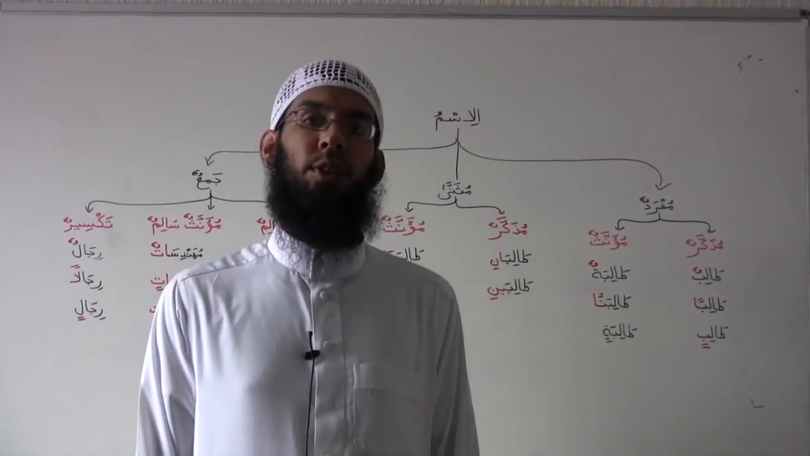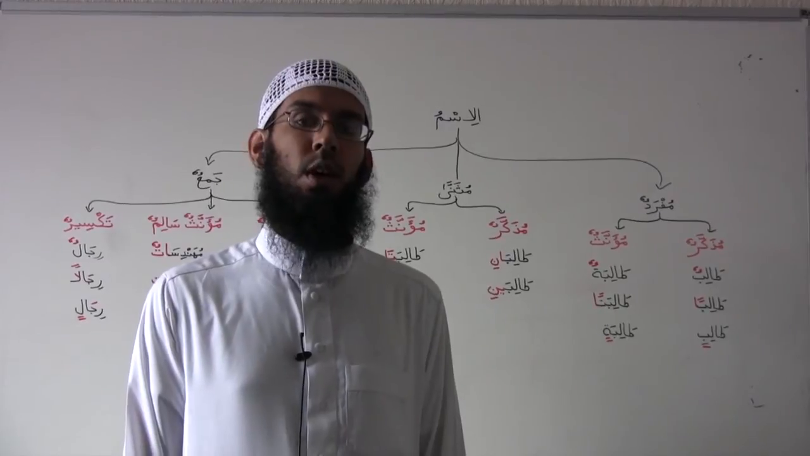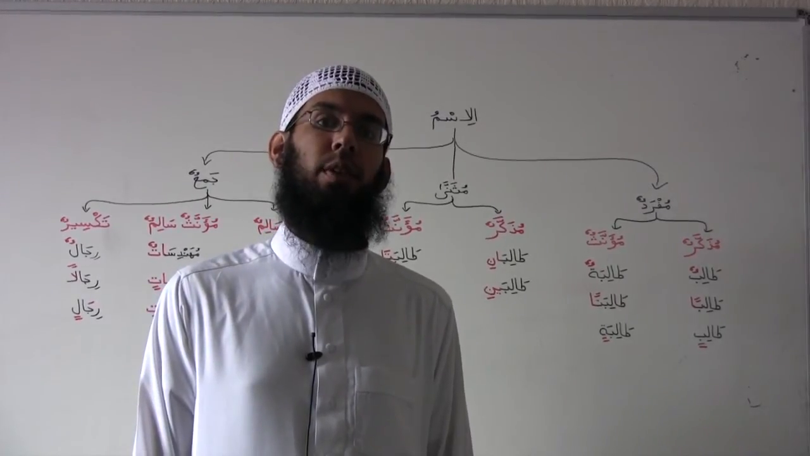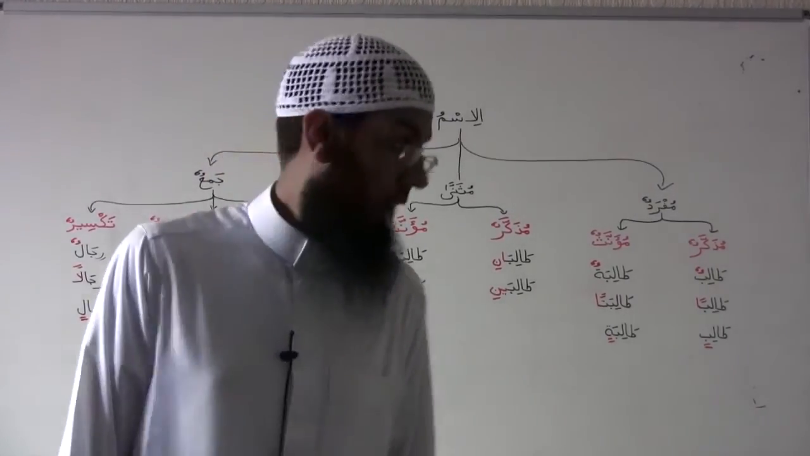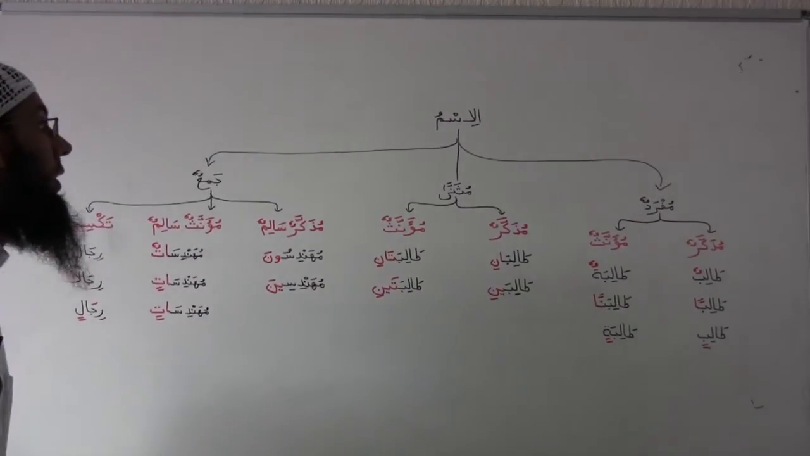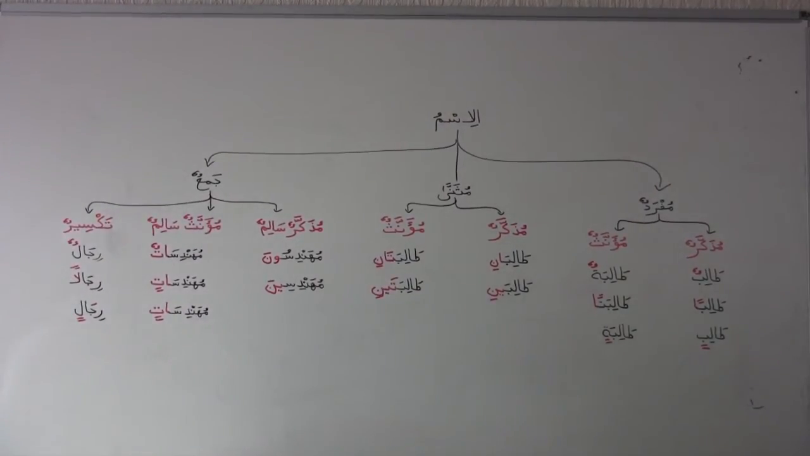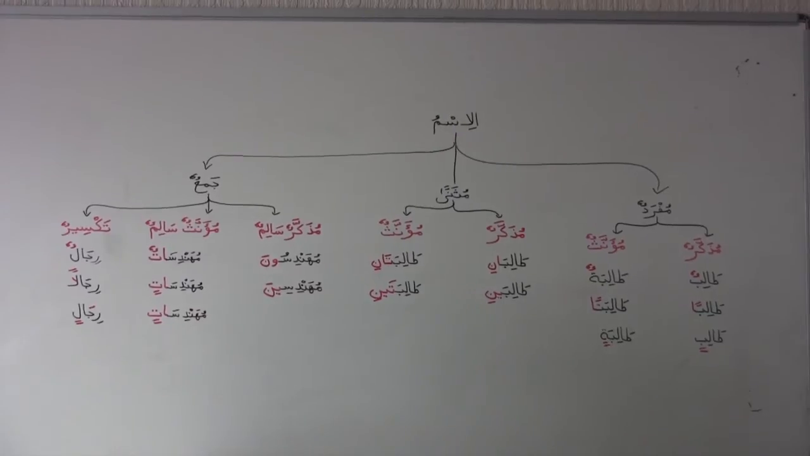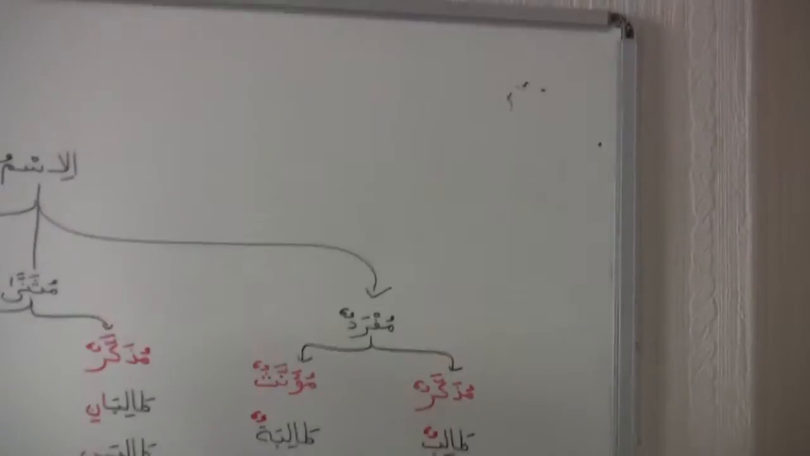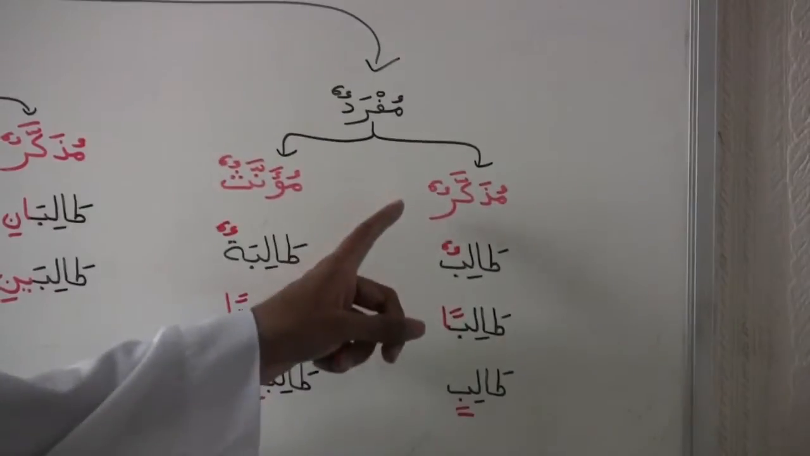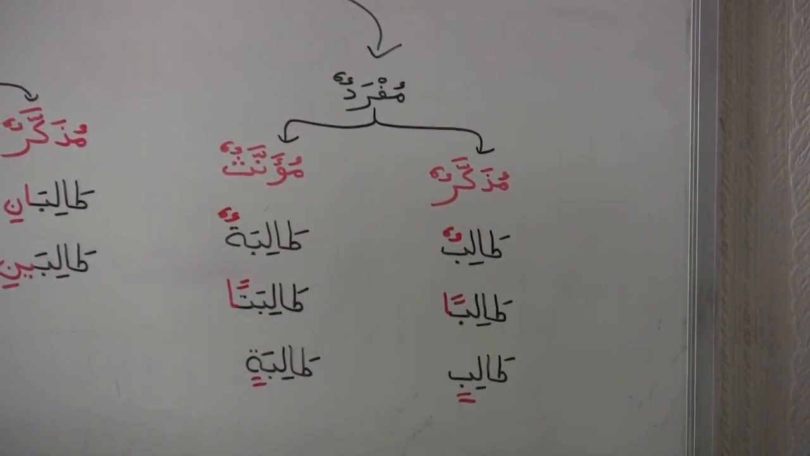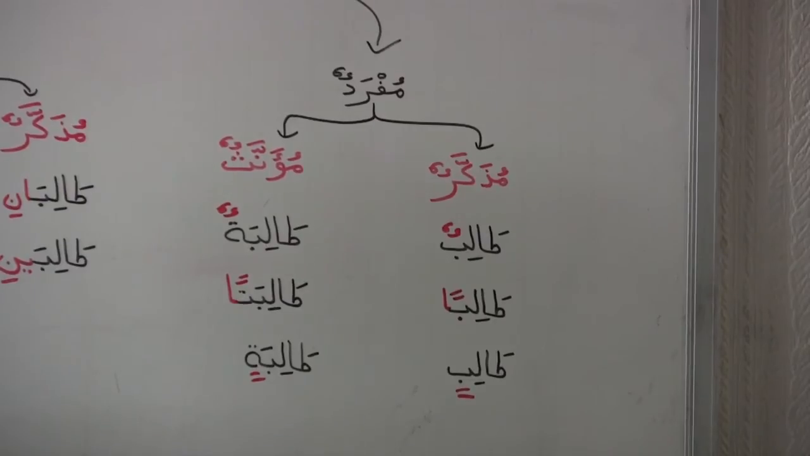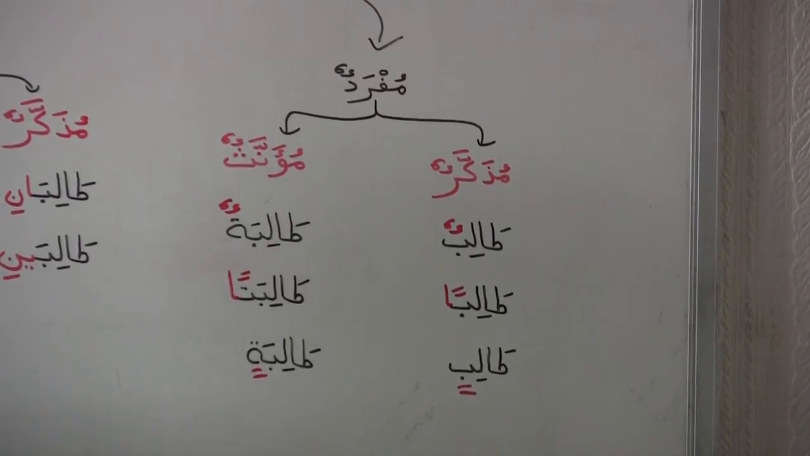Okay, in ending, we're just going to summarize all three types: mufrad, muthanna and jam'. Al-ismu thalathatu anwa'. Nouns are of three types: mufrad, muthanna and jam'. Singular, double and plural. As for singular, mufrad, it is of two types: mudhakkar and mu'annath. Mudhakkar means masculine and mu'annath means feminine.